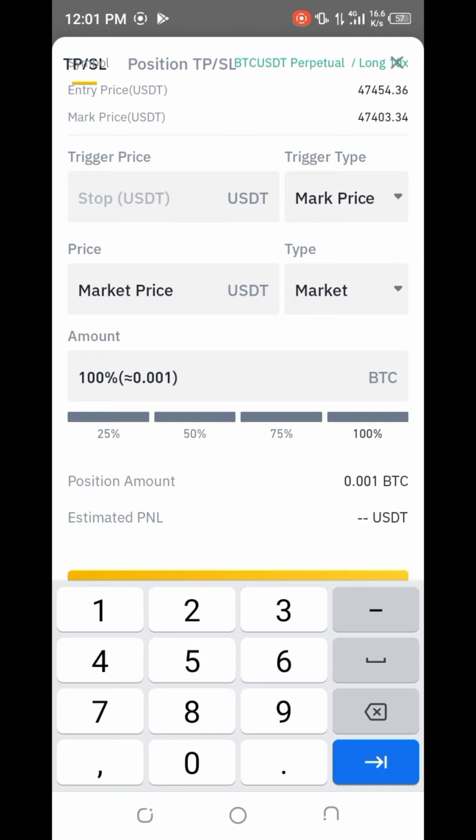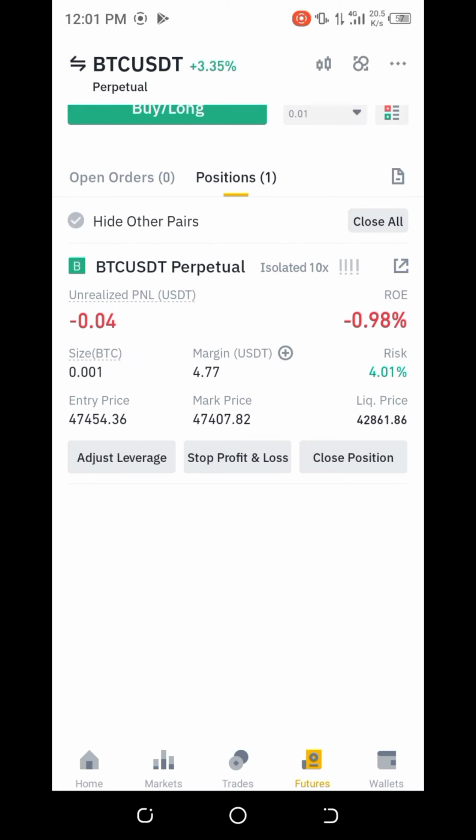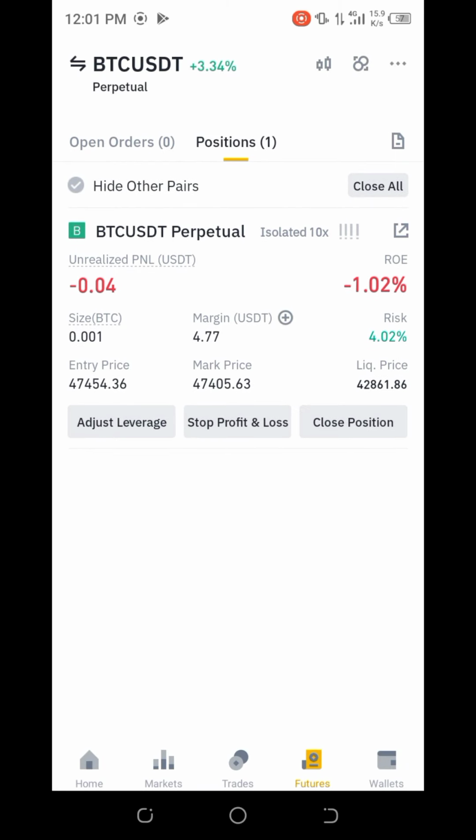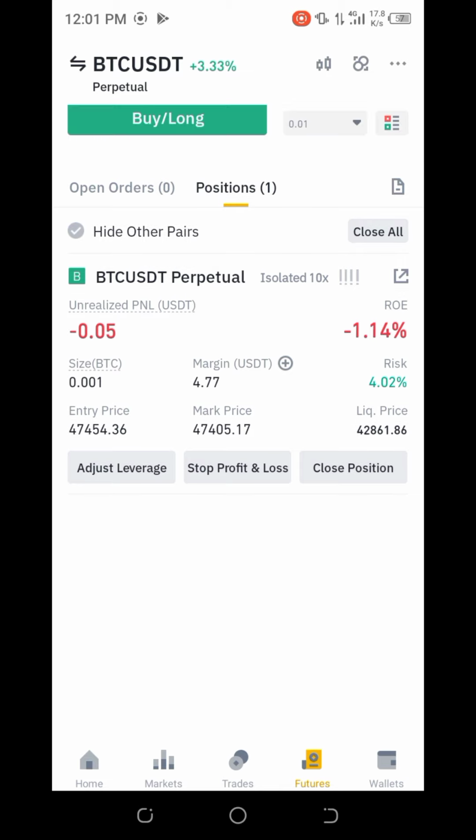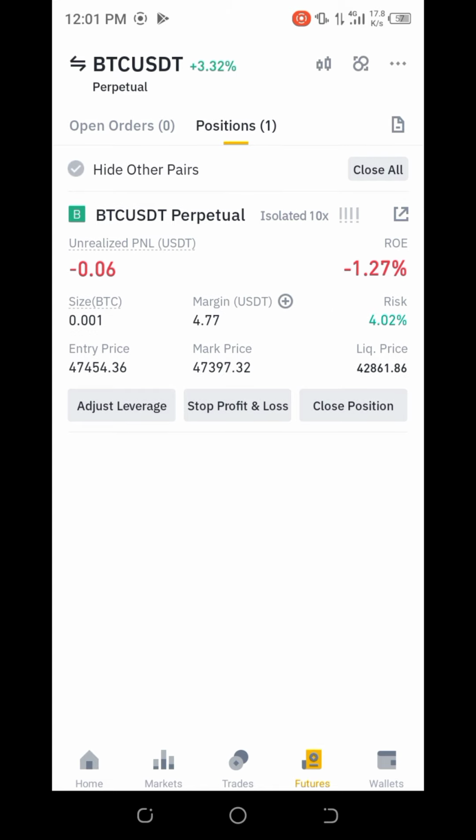Because look at this, I want to show you something here. Whenever you enter a market, watch this here. This is the liquidation price. So assuming BTC gets to 42,861.86, now my entire money here is gone because this is the liquidation price. So whenever you enter a market, just make sure you are watchful of this liquidation price. That is the main reason why you use this stop loss.